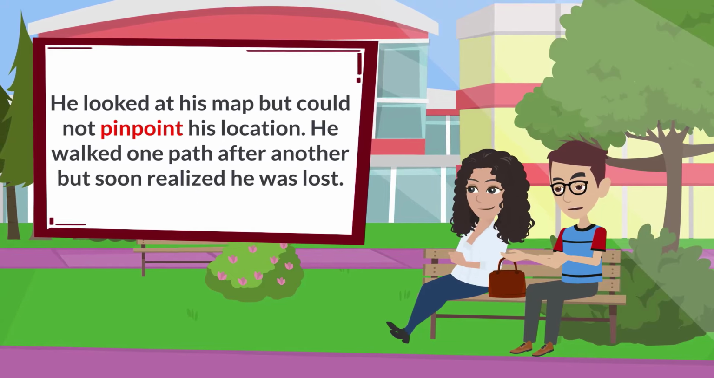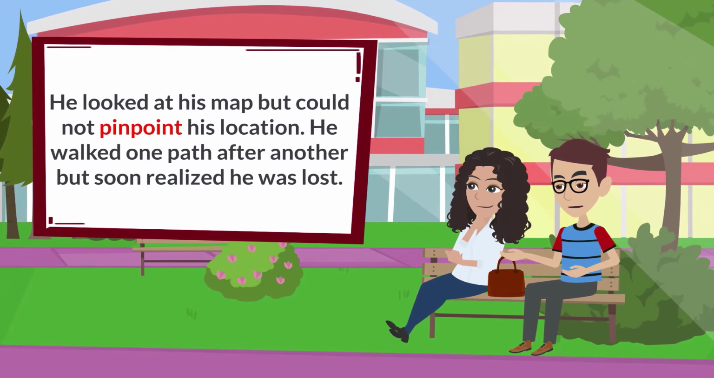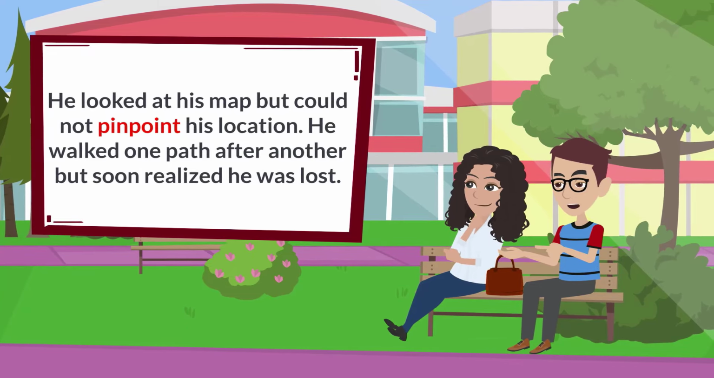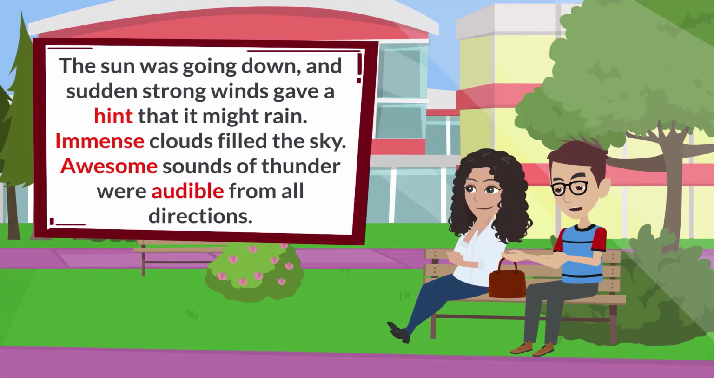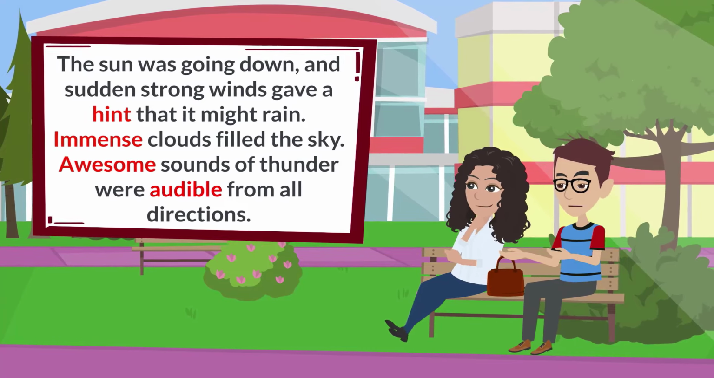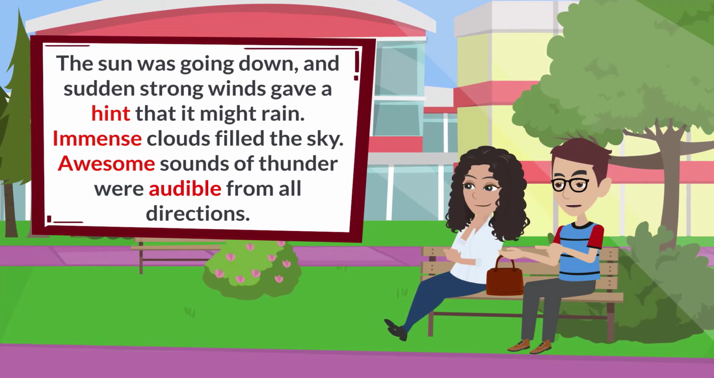He looked at his map, but could not pinpoint his location. He walked one path after another, but soon realized he was lost. The sun was going down, and sudden strong winds gave a hint that it might rain. Immense clouds filled the sky.